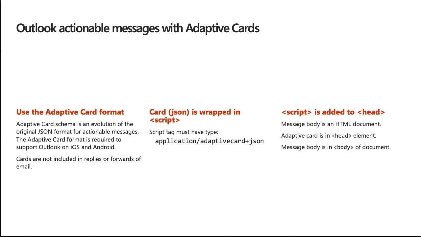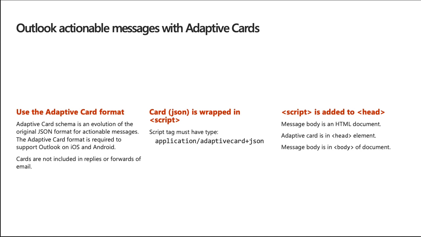Now, this section is only going to focus on actionable messages via email. Outlook introduced the actionable messages card format that over time has evolved into the adaptive card format. Microsoft now recommends developers should use the adaptive card format for actionable messages, as it's the only format supported on Outlook on iOS and Android.